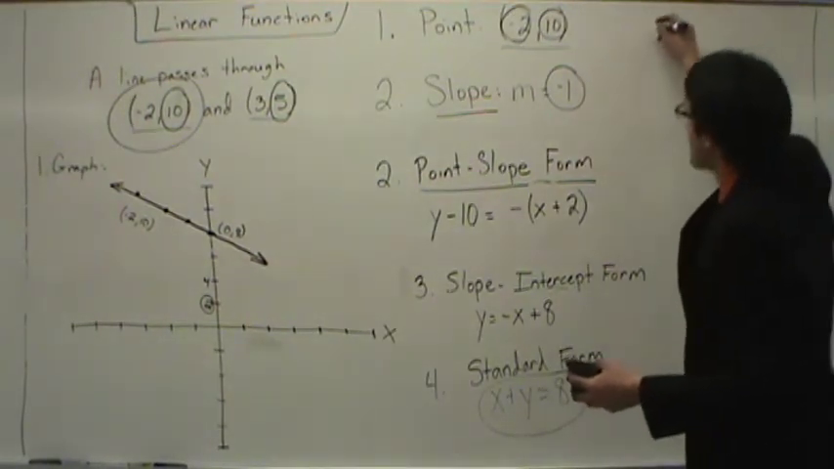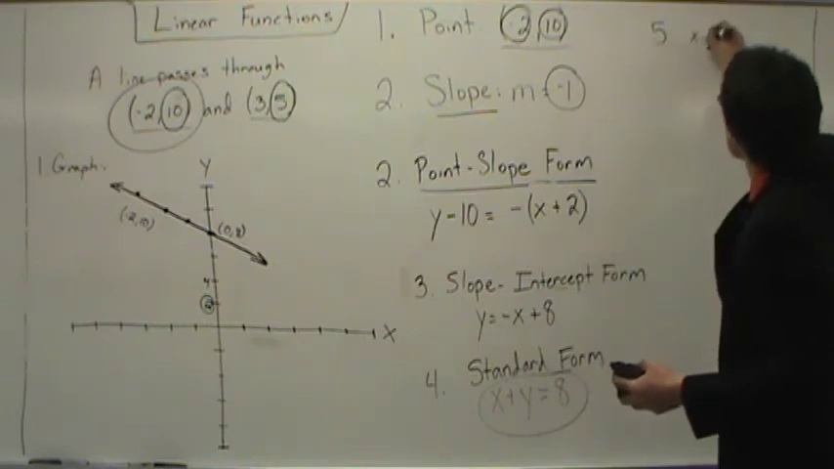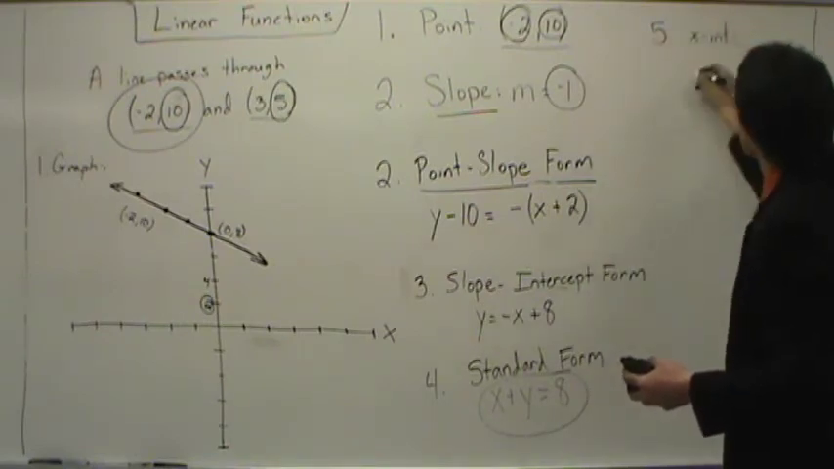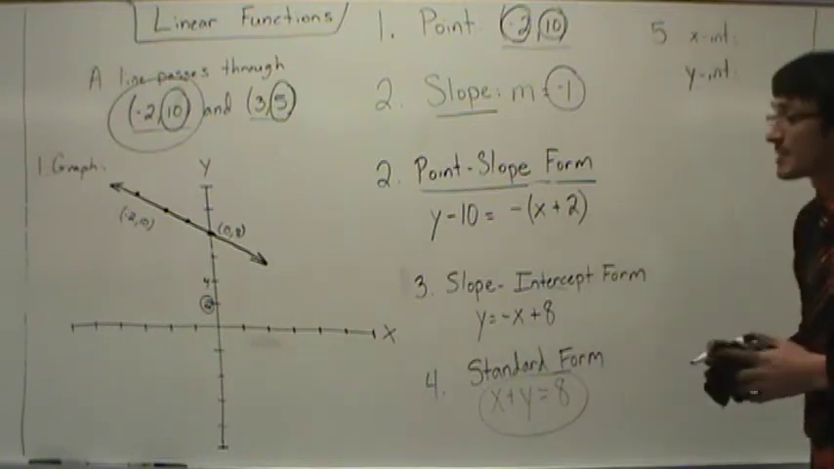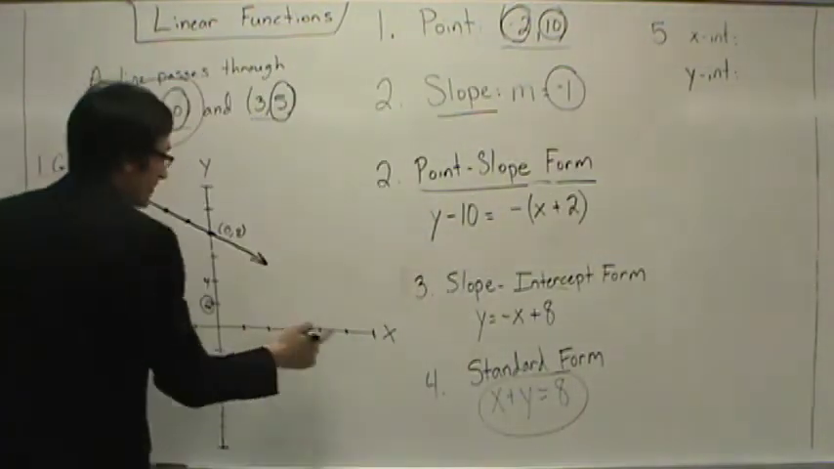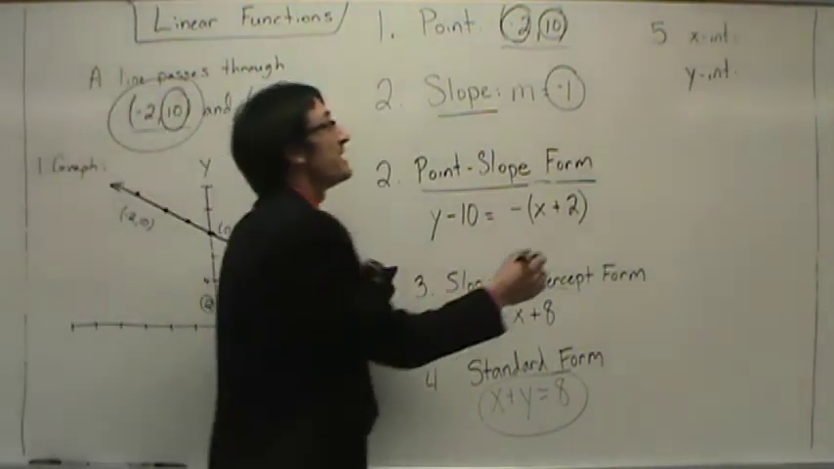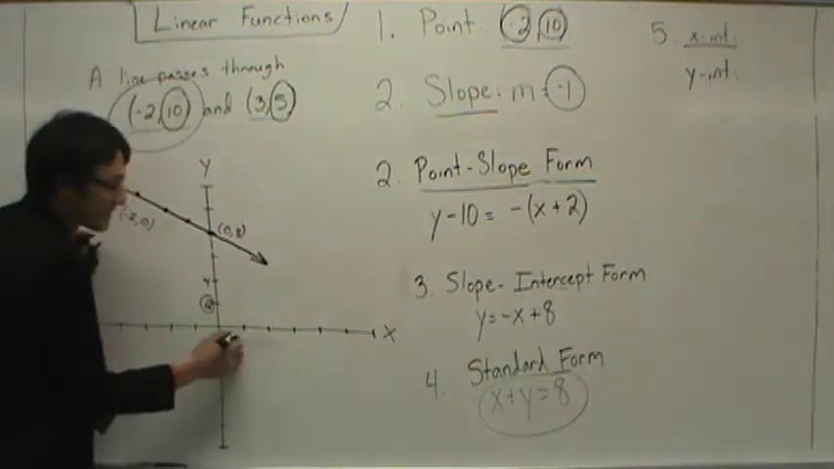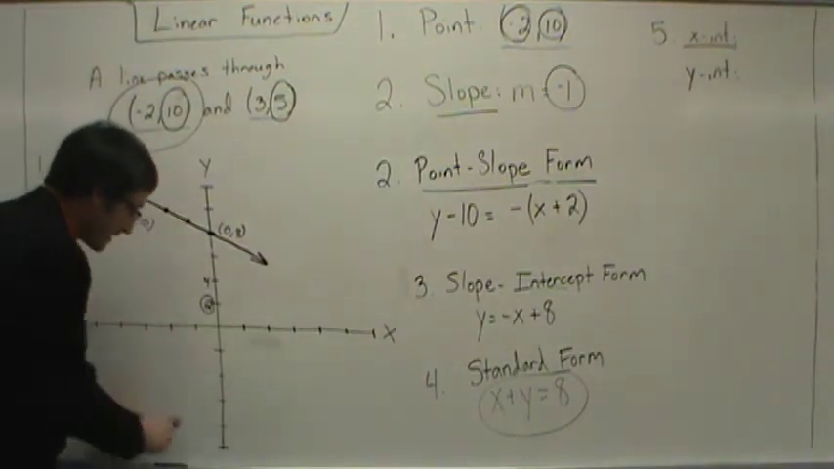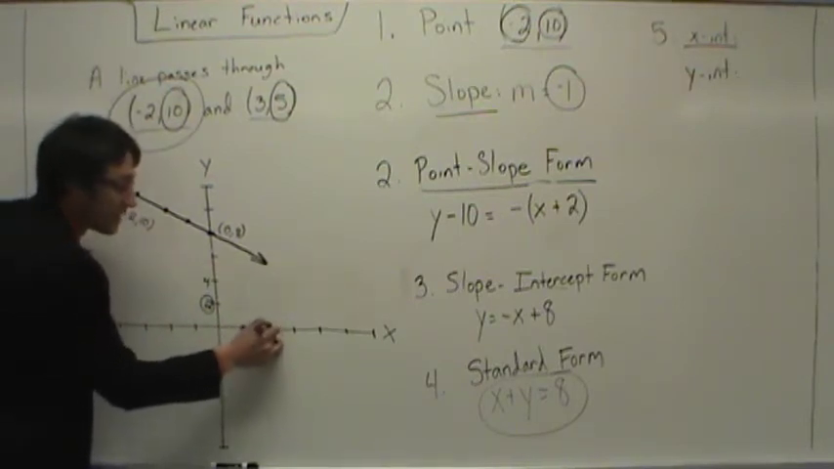Now, lastly, step 5 is to find the x-intercept and y-intercept. Now, just remember this. X-intercept means where it crosses the x-axis. So if we look at points on the x-axis, here I use a different color. This point here, what's its location? Its location is 1, 0.